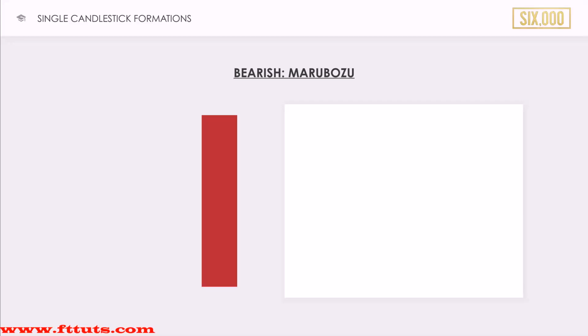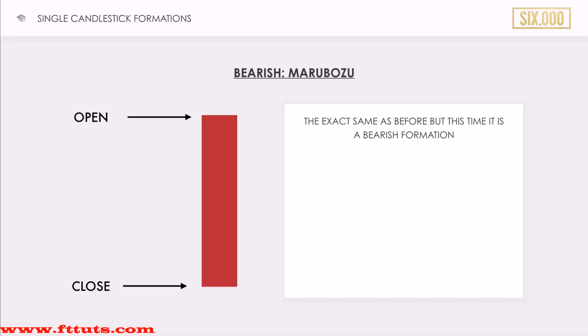So here we have the bearish Marubozu. Again, we have the open price at the top here, as mentioned in our bearish candlestick tutorial at the start in our first topic. And the closing price is always below the open price in a selling candlestick, so in a bearish candlestick. The exact same as before, but this time it is a bearish formation. So when you're looking at the bullish Marubozu, of course, the open price is at the bottom, the closing price is at the top. This time, the open price is at the top and the closing price is at the bottom. So this single candlestick should have a long body with no wicks, as mentioned before.